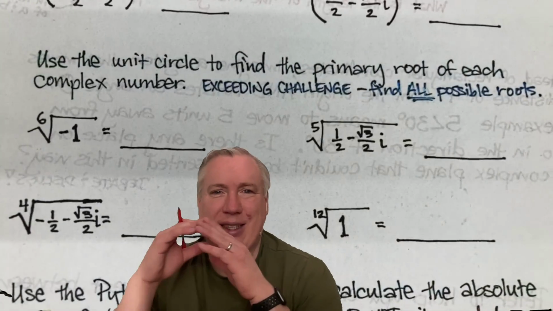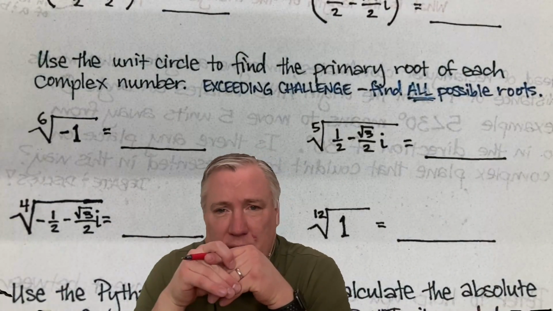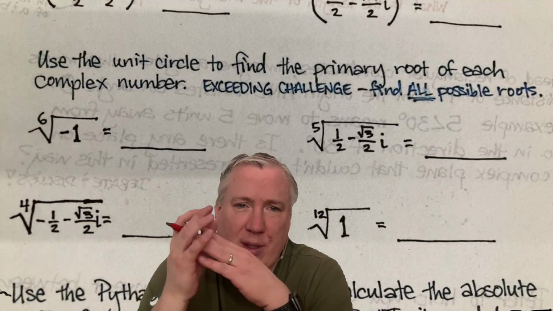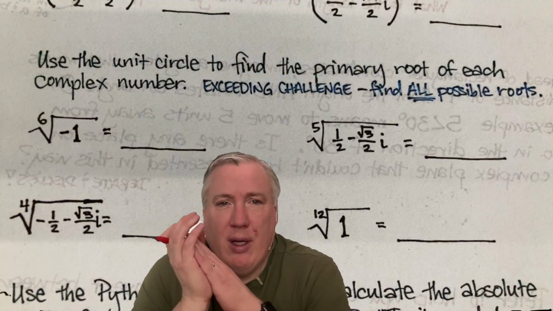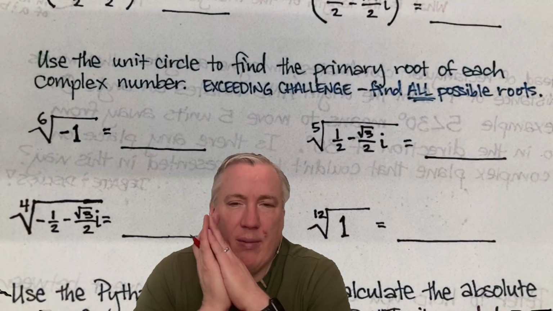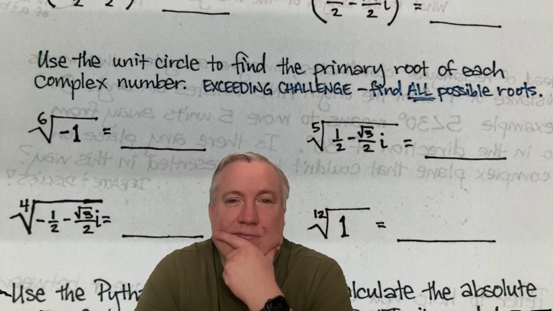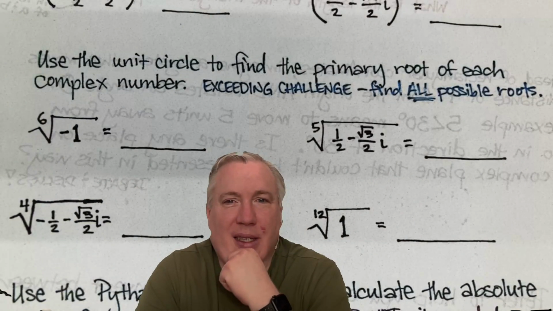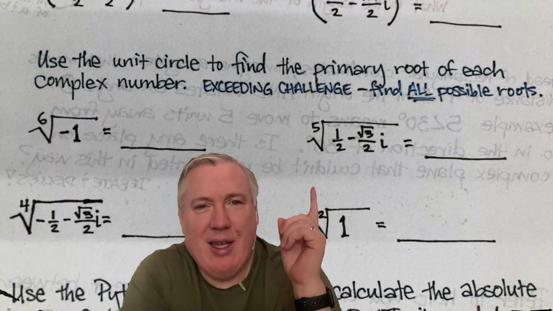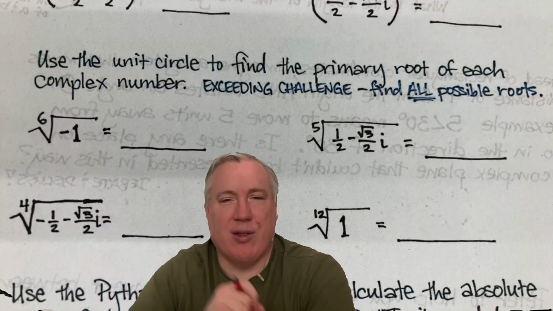So the next section is the opposite. It's where it tells you the result, some number on the unit circle, and it asks you to find the root. What did you multiply by itself that many times to get there? So I'm going to go ahead and walk you through this. Let's take this one as an example. This is the 6th root of -1.